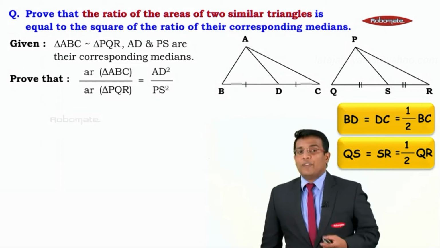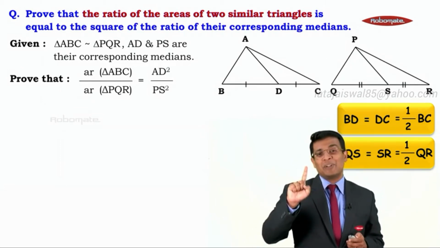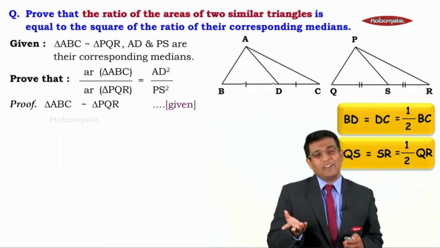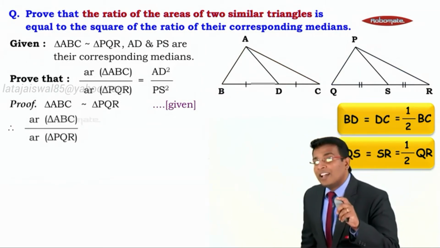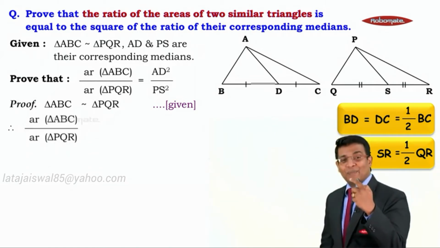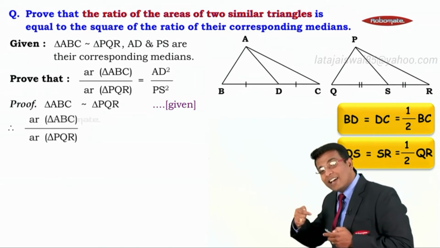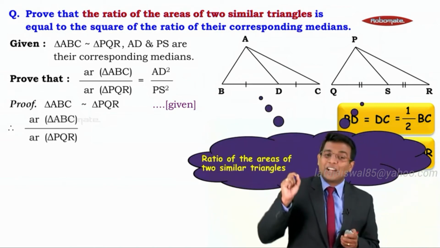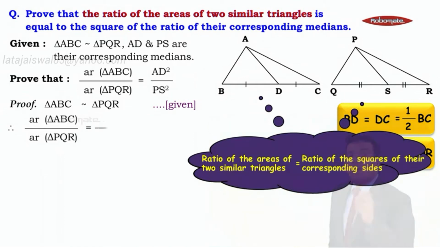Now let's start thinking, how will we get this? If you look at the sum, in the given information we have one piece of information given to us: triangle ABC and triangle PQR are similar. And in the proof, we want the ratio of their areas. So when we talk about two similar triangles and their area ratio, we are talking about one theorem that we have learned: the ratio of the areas of two similar triangles is equal to the ratio of the squares of their corresponding sides.